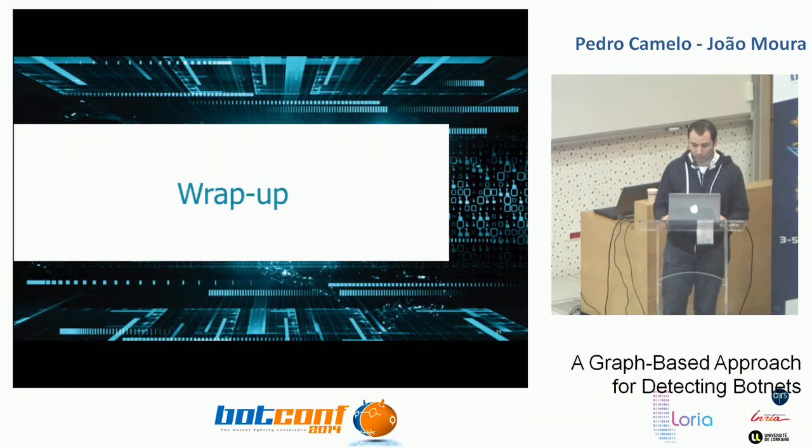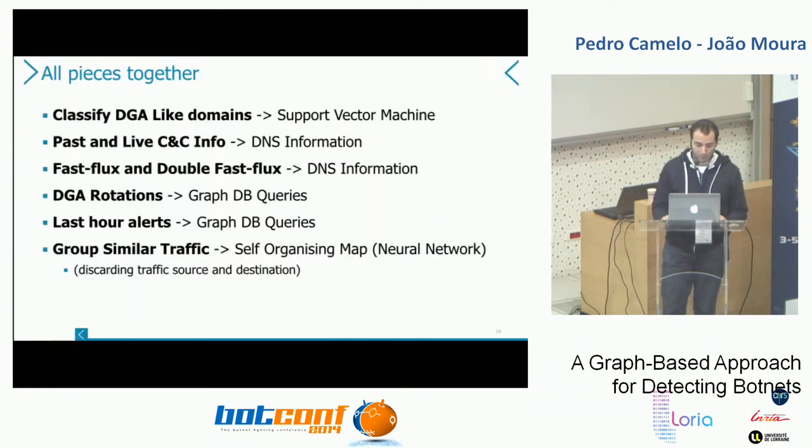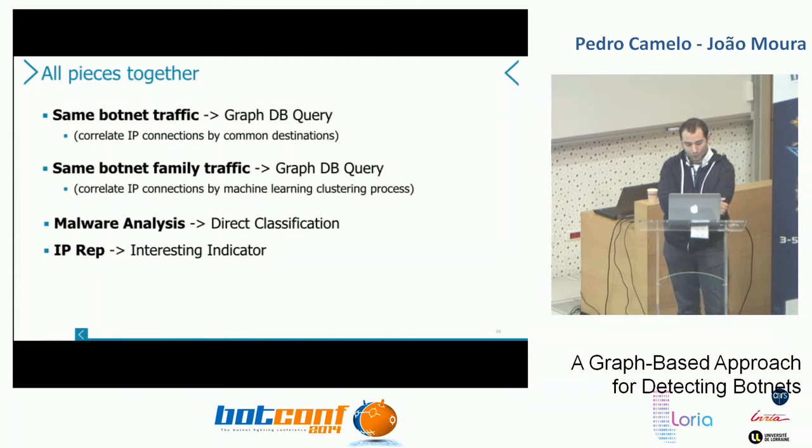So let's wrap up everything. For the DGA domain classification, we use the support vector machine. For CNC detection, we use DNS information, the fast flux and double fast flux. For DGA rotations and last hour alerts, we use the GraphDB queries. We group similar traffic with self-organizing maps, more properly a neural network. If we want the same botnet traffic, we only correlate information from common destinations. If we want the same botnet family traffic, we correlate IP connections by a machine learning clustering process. We can also do direct classification by malware analysis, and IP reputation is an interesting indicator too.